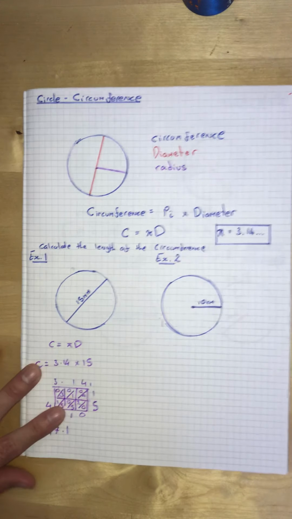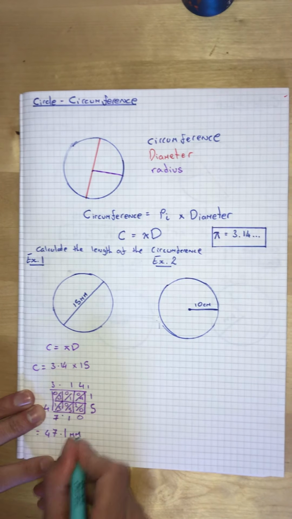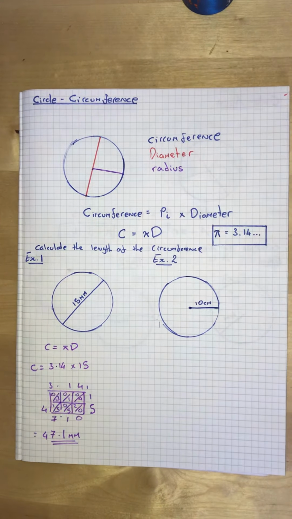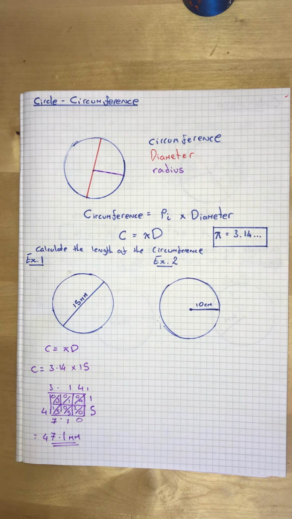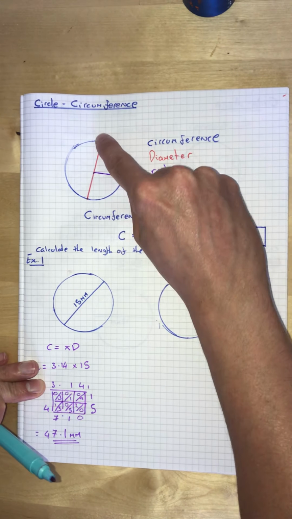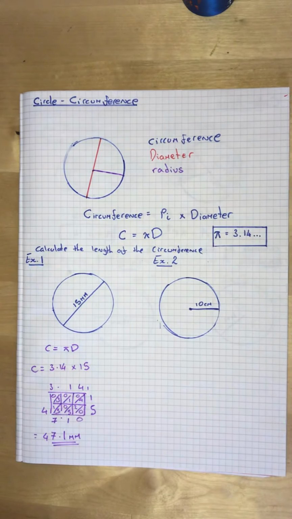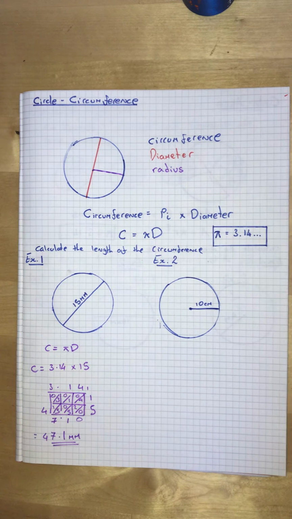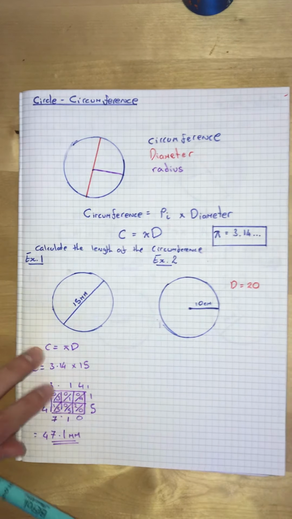Circumference is a measure of length. The units are millimeters, so it's going to be 47.1 millimeters. Okay? Next one is slightly different because I've not given you the diameter, but we know from this diagram that the diameter is a distance going from one edge to the other edge, whereas a radius is half of that. So I know the radius is 10. That means the diameter will be double that, which means it is 20.